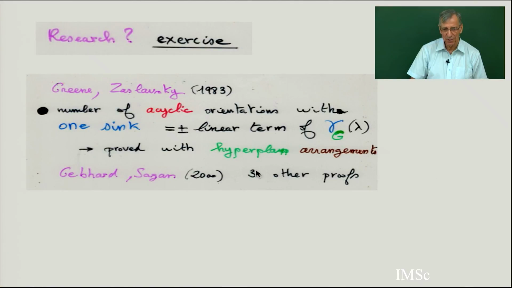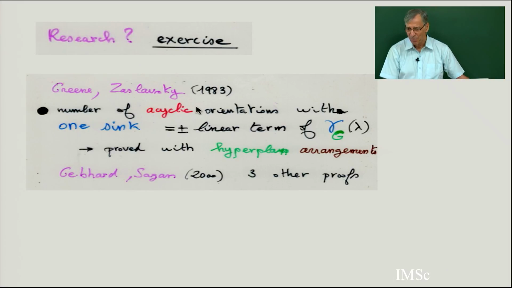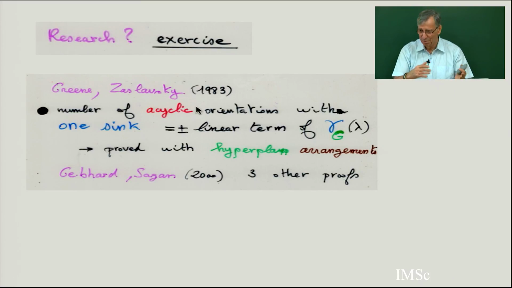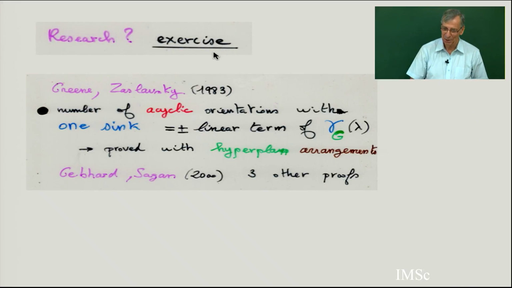So the research exercise is to try to prove this using heaps of pieces. Because the linear term of the chromatic polynomial is involved, you have to take the derivative. And a sign of one means pyramid. Oh, derivative. I don't know, I just claim this as a research exercise. I don't know if it's easy or not, but try to give an interpretation in terms of heaps, and if you do it, make a paper.